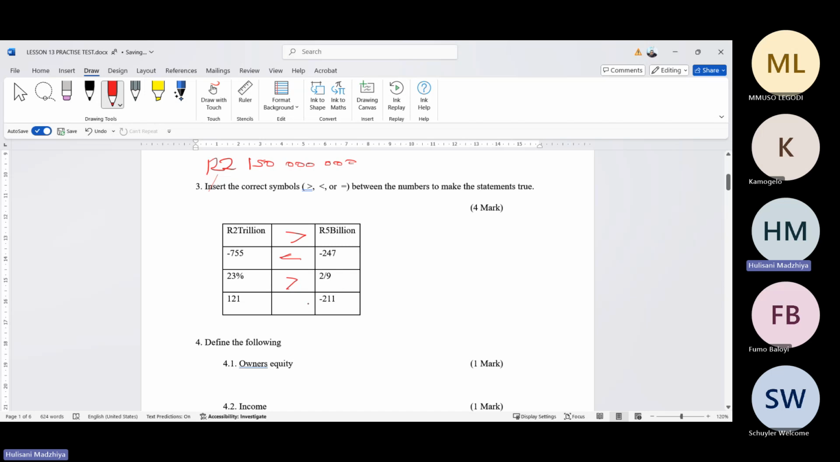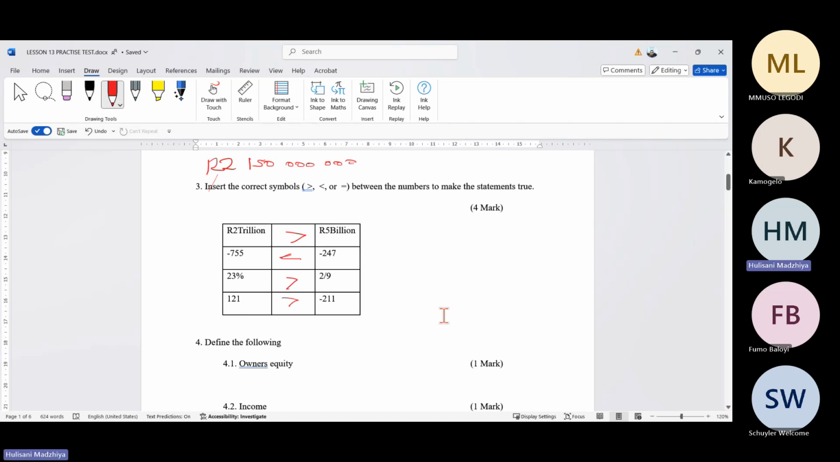And then on the last one, it says 121 compared to minus 211. So which one is greater, which one is lesser, or is it equal to? In this case, we have 121 being greater than the negative number, because the positive numbers are actually greater. So this concludes the first three questions of our lesson.